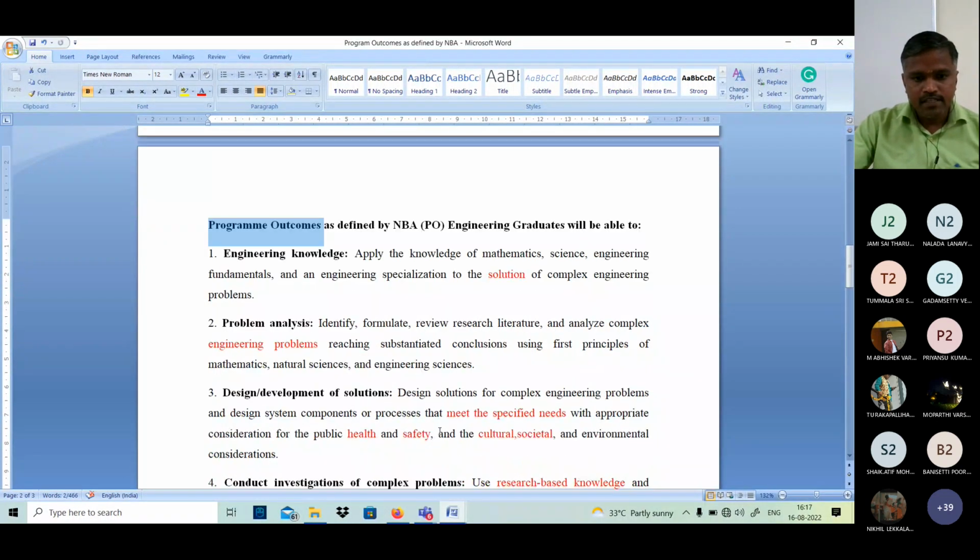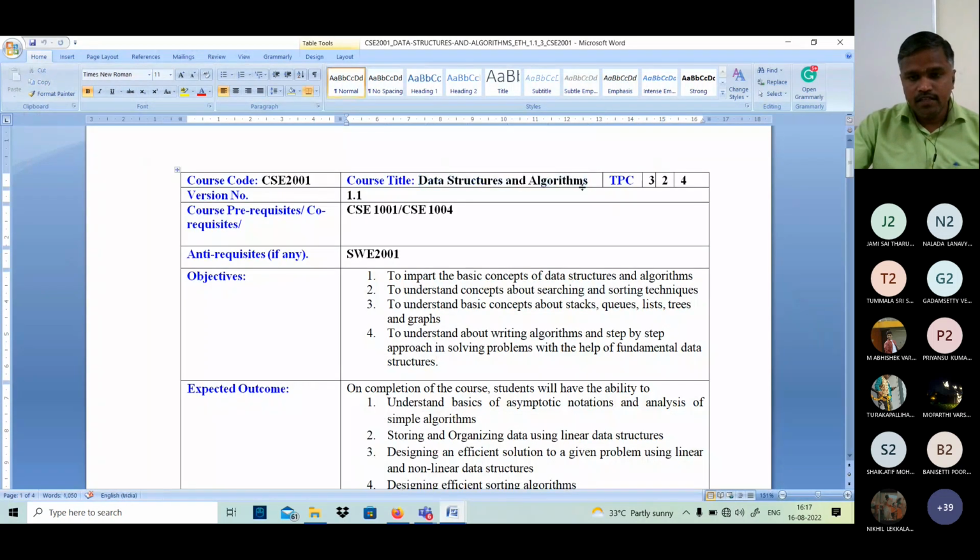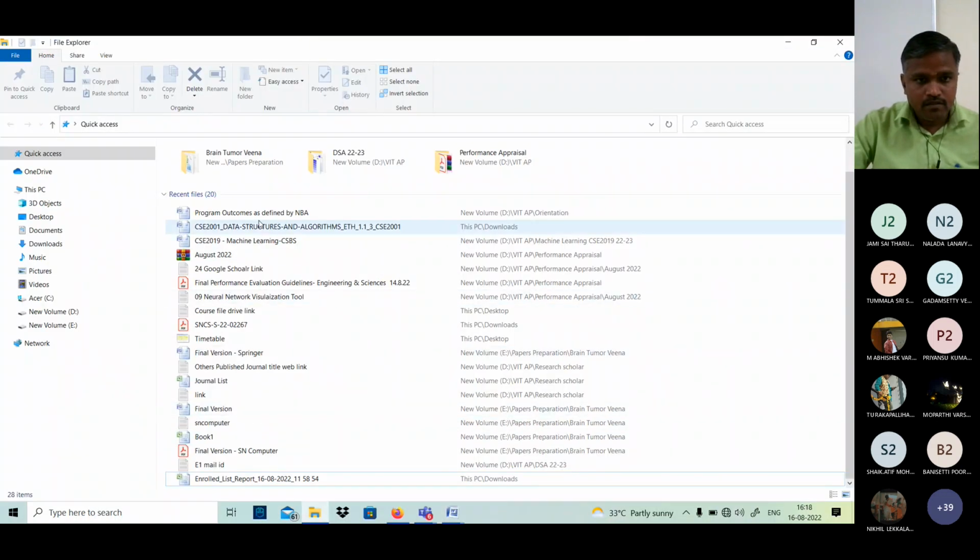So now we will see course outcomes. You look at here. This course is data structures and algorithms. Already we know what the data structure is, what the data is. Data in the sense that may be binary digits. For example, I will show you one PowerPoint.